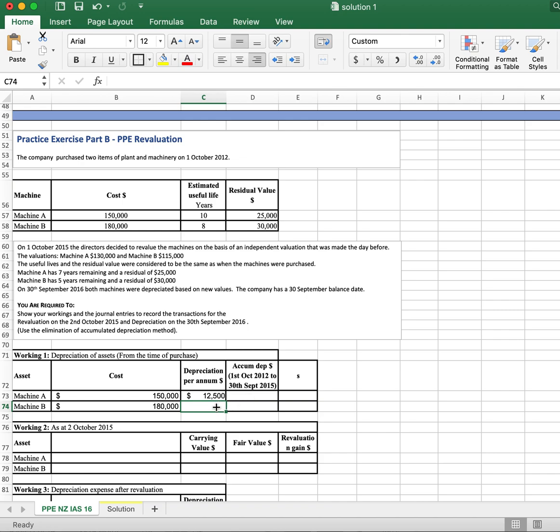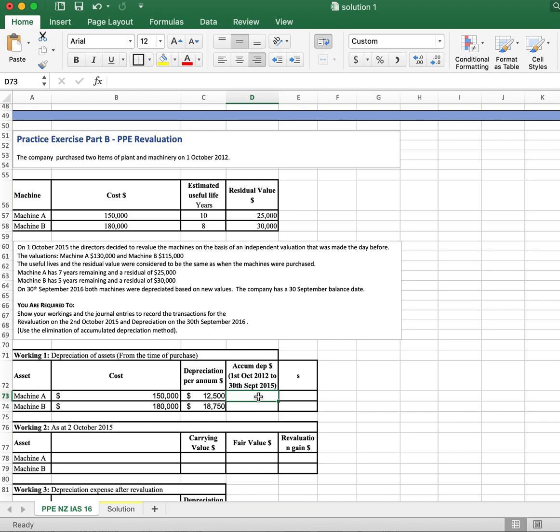Okay, so the same goes for machine B. Machine B equals what it cost us, less what we're going to get back at the end. Okay, so that's 150 grand we're going to have to write off over 8 years. Okay, I can just use that cell there, that's probably better. Okay, did I use the cell up there? No, I didn't. Okay, good to use cell references, but anyway. So that is the cost less the residual divided by how many years of useful life we're going to get out of it. So those are the depreciation amounts per annum.